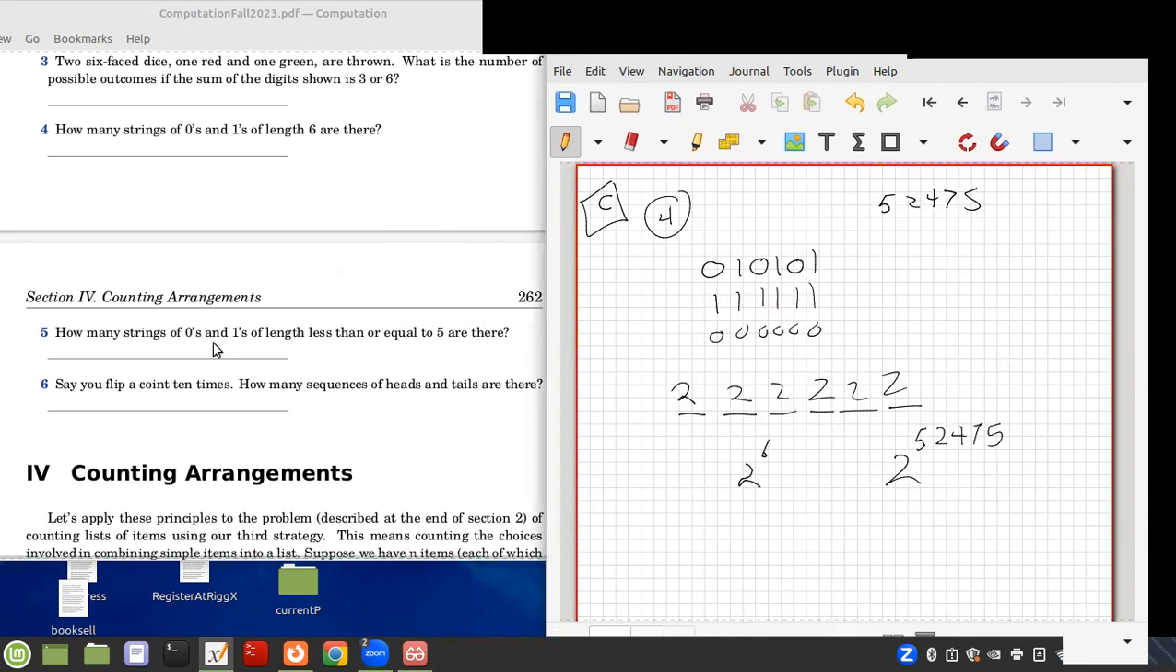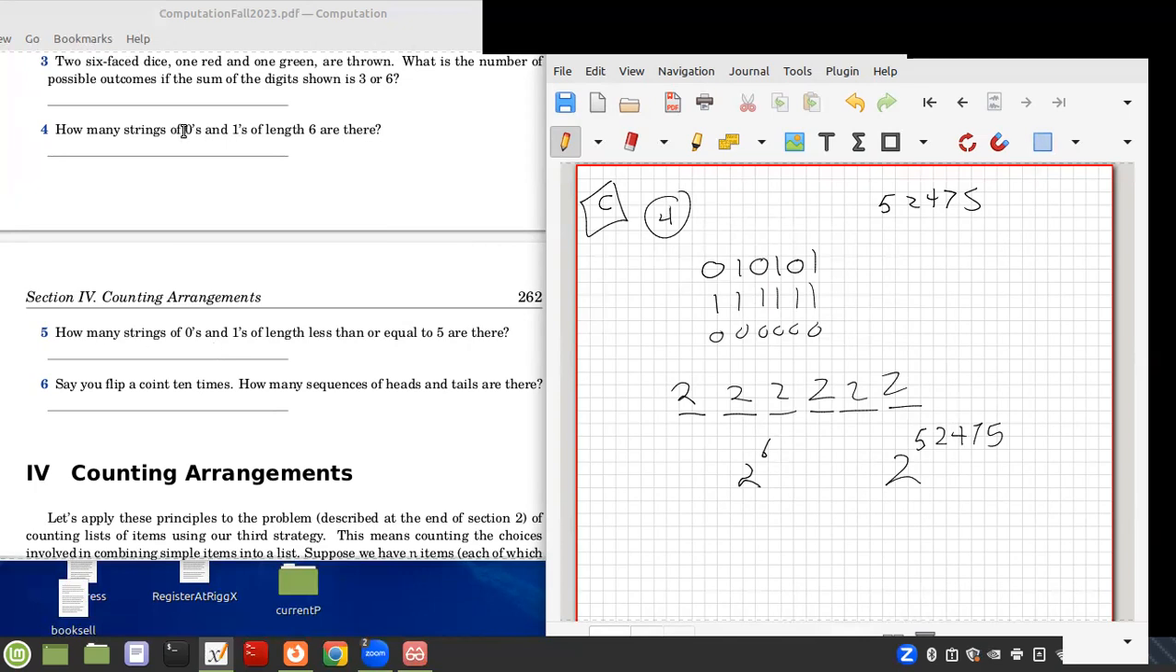This is a little different, right? I'm going to leave this one for you, and we'll come back to it. How many strings of ones and zeros of length less than or equal to 5 are there? So that's strings of length 5, 4, 3, 2, and 1. Okay, so that's a different question.